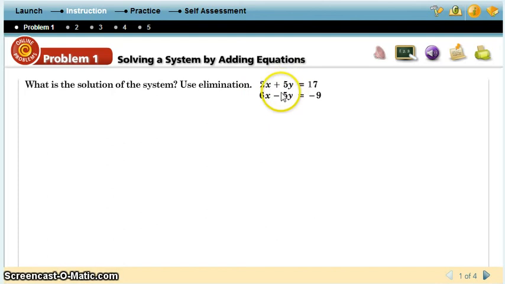Now one's a positive and one's a negative, not a big deal, as long as they have the exact same coefficient. Now you do have to ask yourself, am I going to add these two equations together, or will I subtract in order to eliminate the y's? So if you wrote it out, if you wrote positive 5 and negative 5 on your paper, would you put a plus sign between those, or would you put a subtraction sign between them?